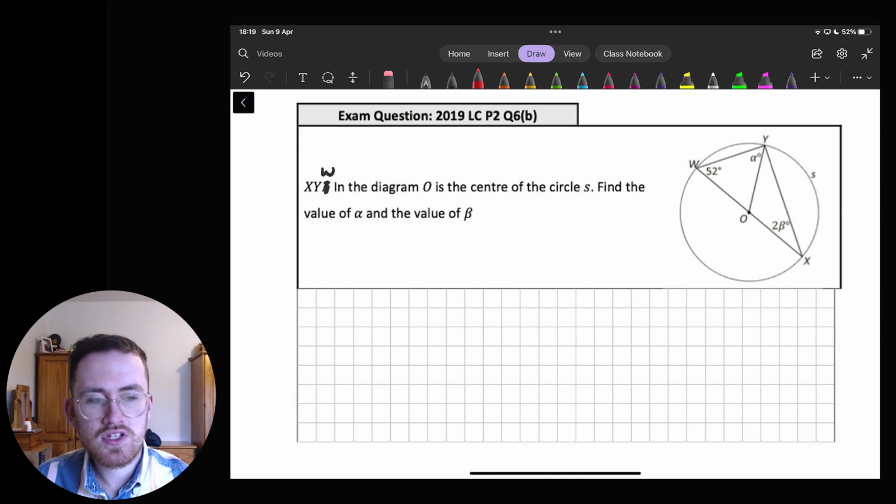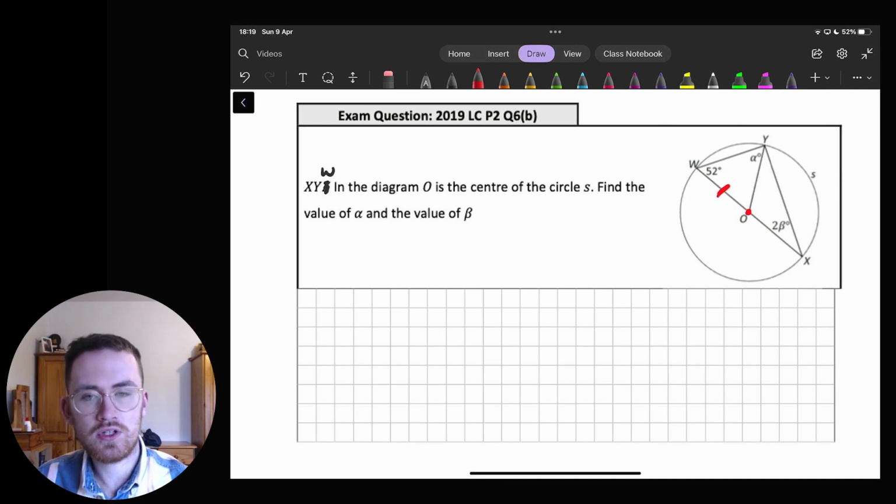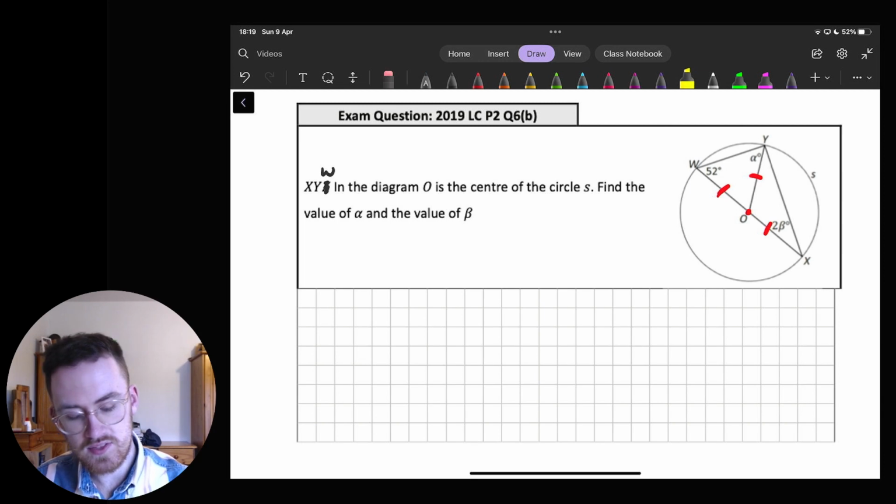So the radius of a circle is the line from the center of the circle out to any point on the edge of the circle. And we saw this in the example that I was talking through there. If I go from the center here, that makes this line, OW, a radius of my circle. It also makes OY a radius of my circle. And similarly, OX will also be a radius of my circle. So those three sides are going to be equal. And that can be important when we're looking at different aspects of this diagram.